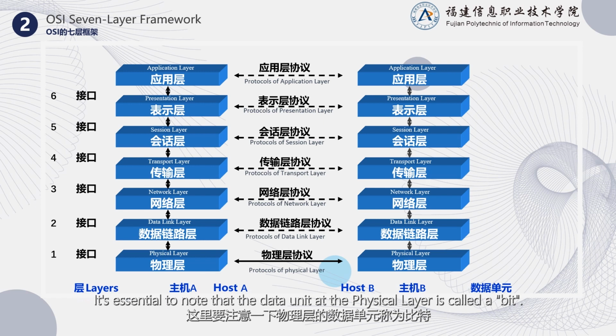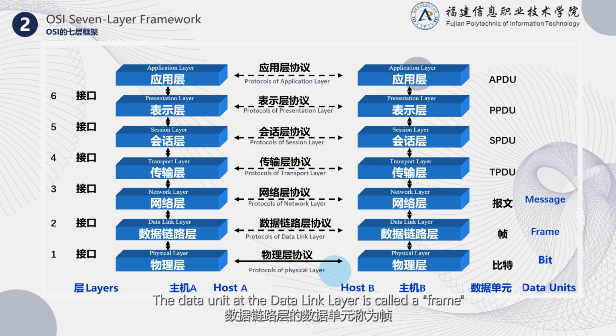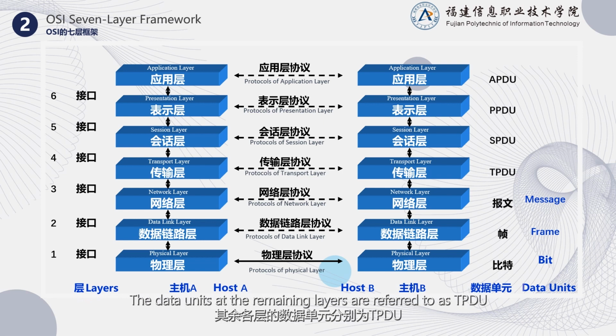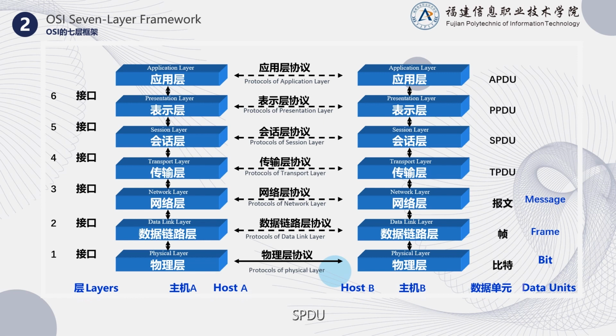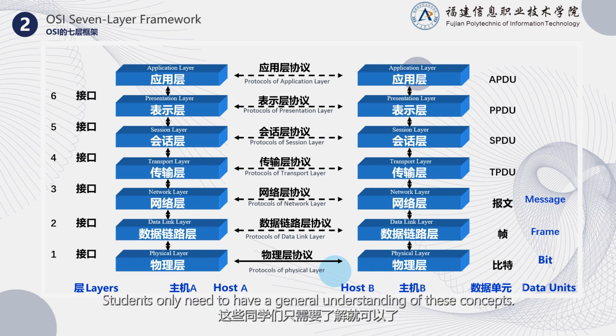It's essential to note that the data unit at the physical layer is called a bit. The data unit at the data link layer is called a frame, and at the network layer, it's called a message. The data units at the remaining layers are referred to as TPDU, SPDU, PPDU, APDU. Students only need to have a general understanding of these concepts.